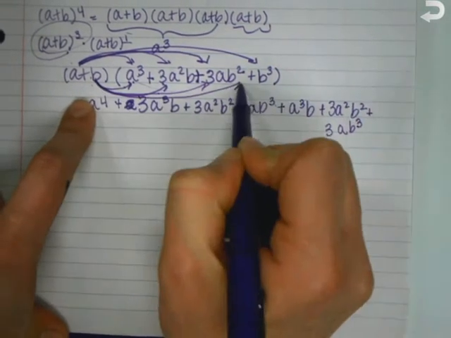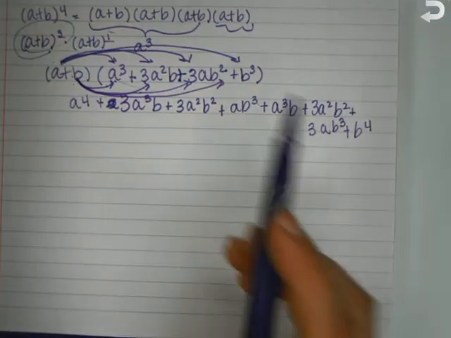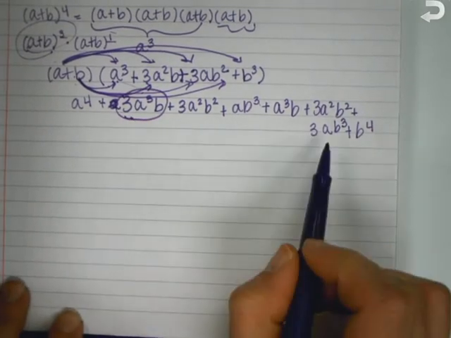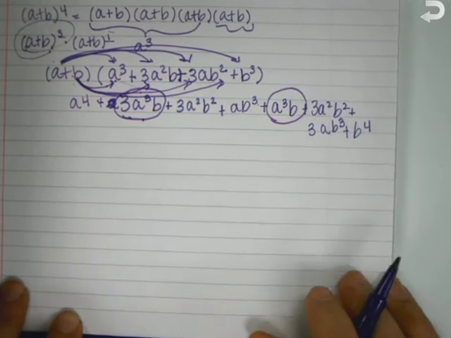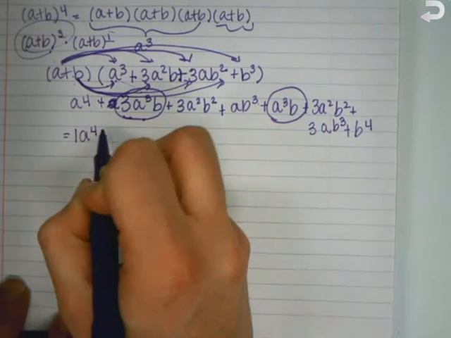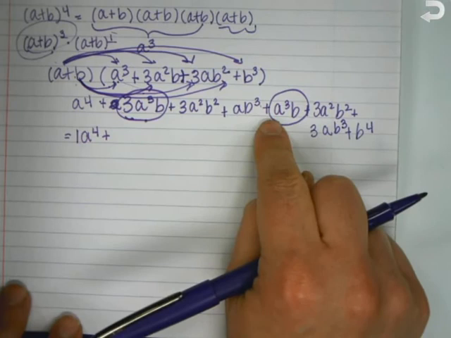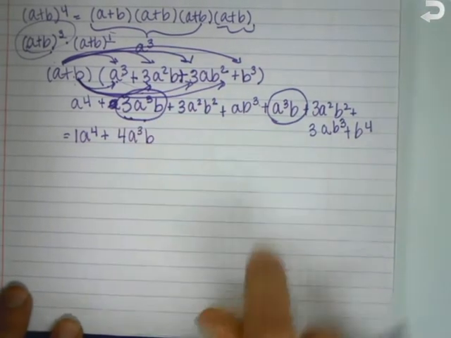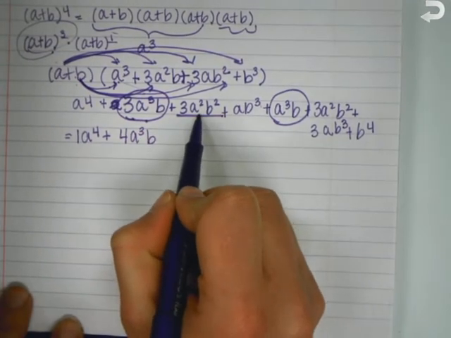Okay, how many a to the third b's do you see? Here's an a to the third b. Here's an a to the third b, right? So that's going to be 1a to the fourth plus 3a to the third b plus 1a to the third b, 4a to the third b. Okay, let's go to the next one. 3a squared b squared. Do you see any more a squared b squareds? That one, what does that give me? 6a squared b squared.